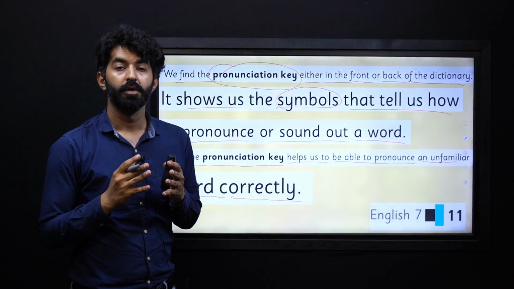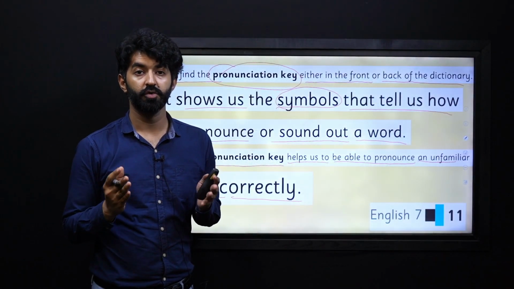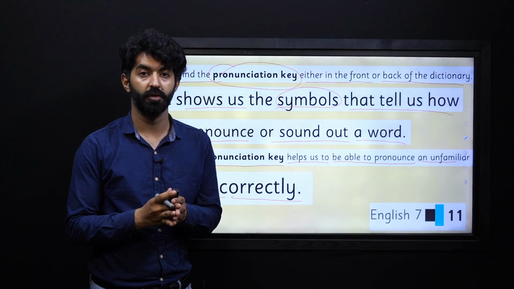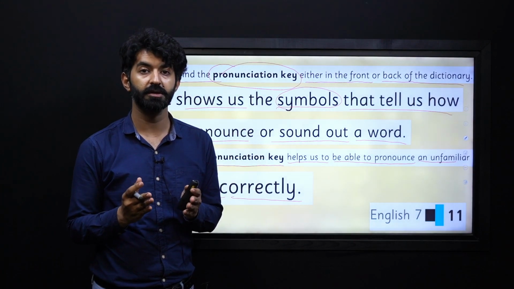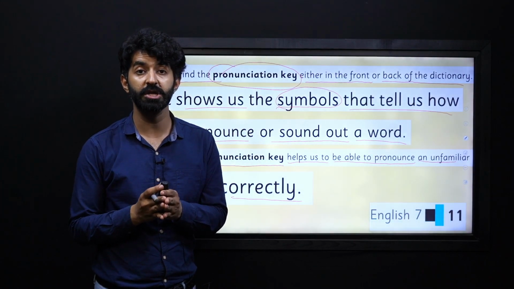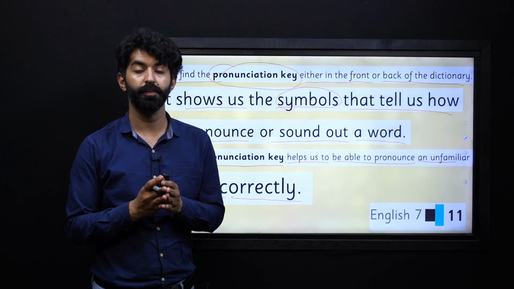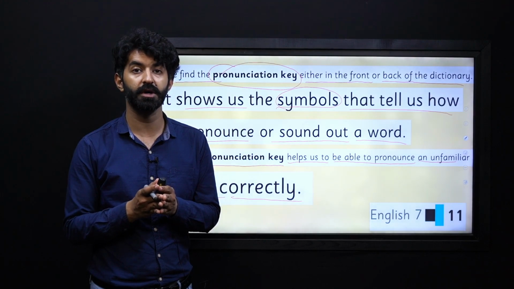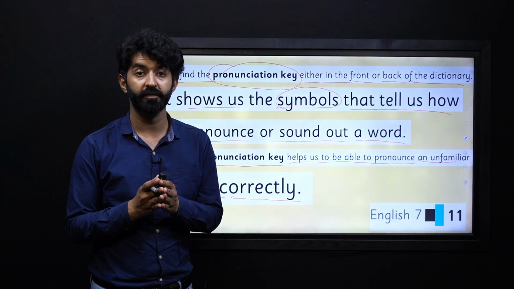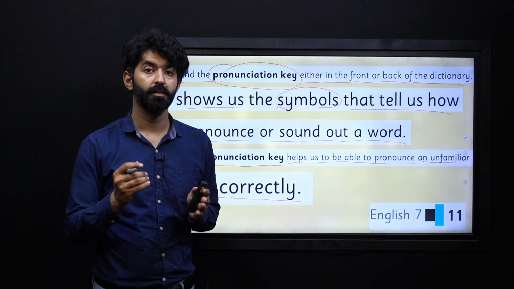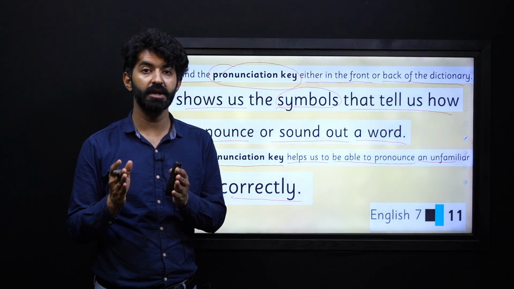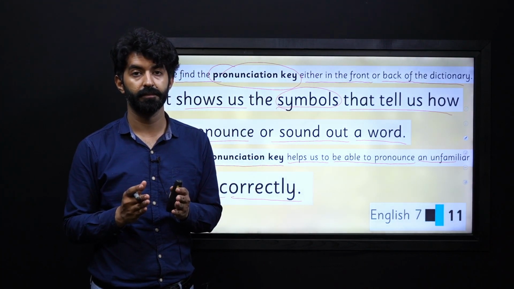Most of the time we do not know how to pronounce a word. So, to help us, dictionaries have pronunciation keys for your better understanding and to make your pronunciation of the word correct. By reading that, you can easily pronounce the word correctly.